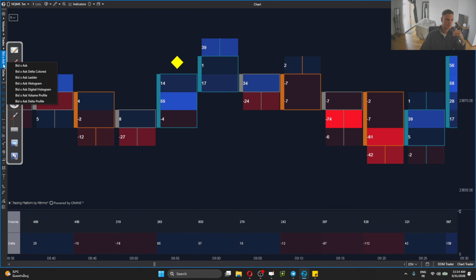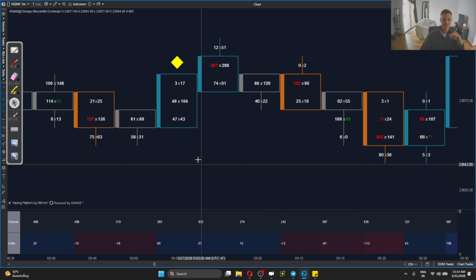Now, I'm going back to bid and ask. If you add all of these numbers together, regardless of whether they're buyers or sellers, you would get the total volume for that candle, which would be 263. Now, if you add all of the buyers and you subtract all of the sellers, what do you get? You get plus 65 positive delta, okay? There you go.